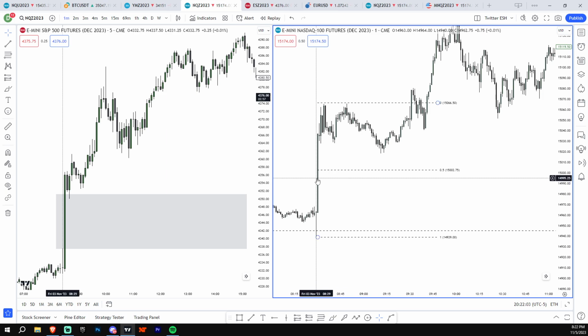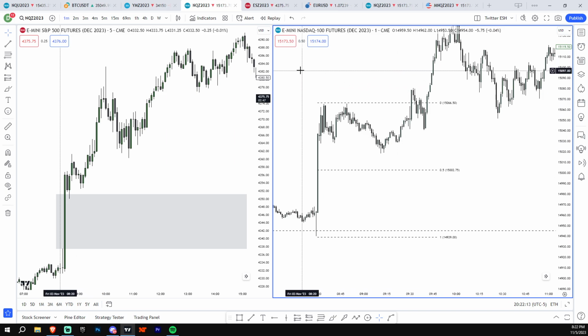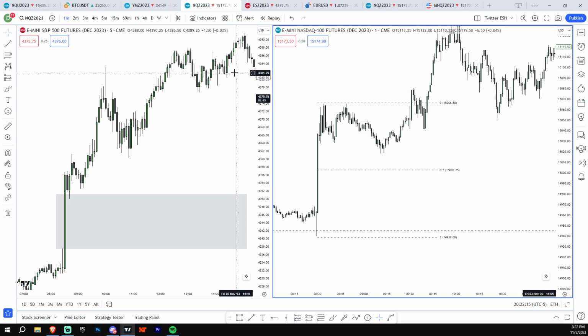An SMT is just when ES makes a lower low and NQ makes a higher low, or vice versa. Or a bearish SMT is when price makes a lower high and then price makes a higher high in another index. So it's kind of an anomaly.